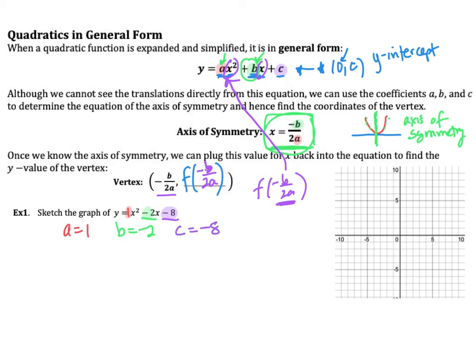So first I want to find the axis of symmetry, right? The axis of symmetry we find by taking negative b over 2a. So my axis of symmetry is negative, because b is negative 2, negative negative 2 divided by 2 times a, which is just 1. So when I simplify this, a negative negative 2 is positive 2, divided by positive 2 is 1, so my axis of symmetry is at x equal to 1.